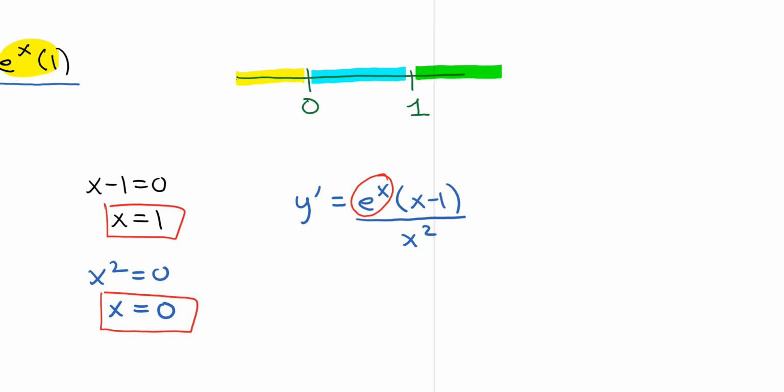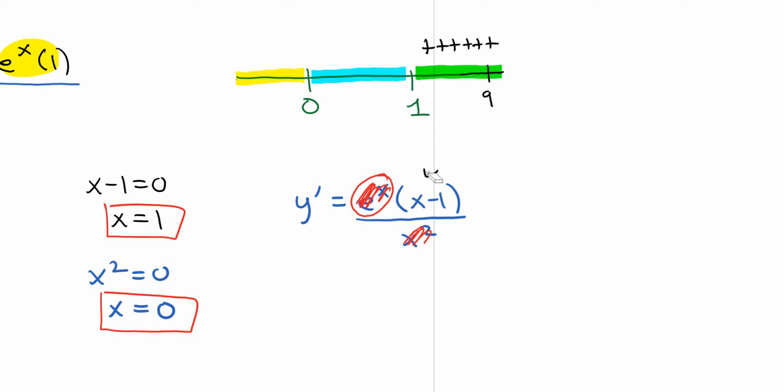So I don't need to worry about this part or this part when I'm plugging numbers into my derivative expression from the number line. Okay, so let's pick a number in the green region, maybe the number 9 again. If I plug in 9 here, 9 minus 1 is a positive result. All right, so that was pretty easy.